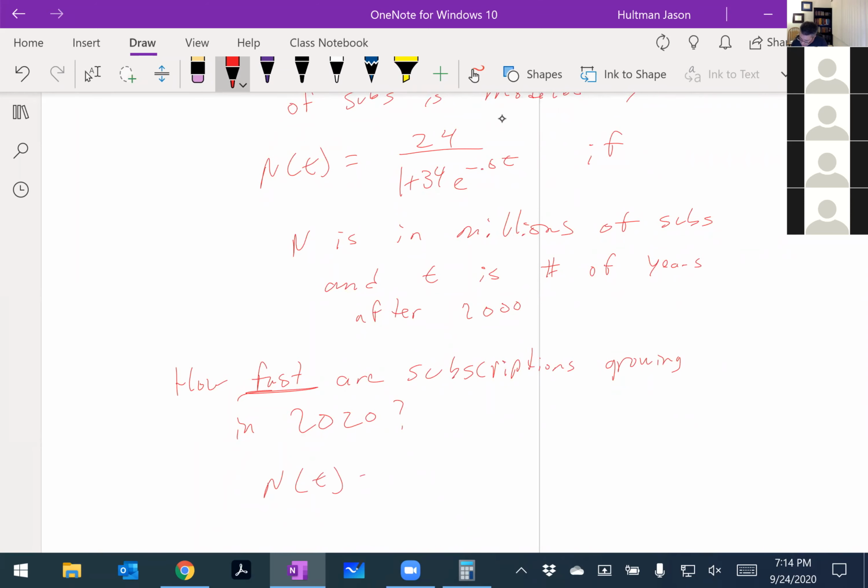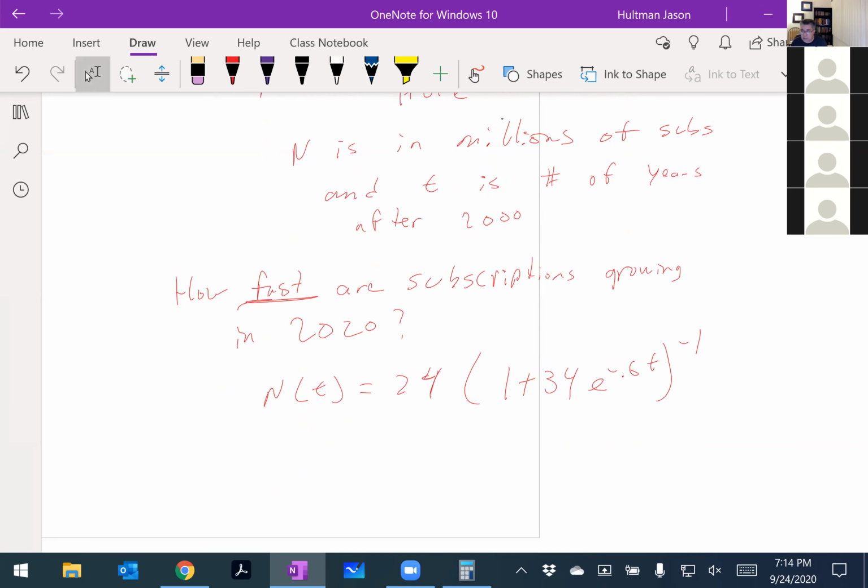Okay, so I'm going to say n of t is equal to 24 times 1 plus 34 e to the negative 0.6 t, to the negative first power. I turned it into an exponent instead of a quotient because exponents are a little easier to deal with. This is still a chain rule though, but it's just a little nicer this way.